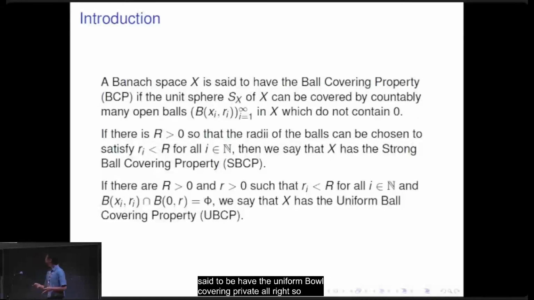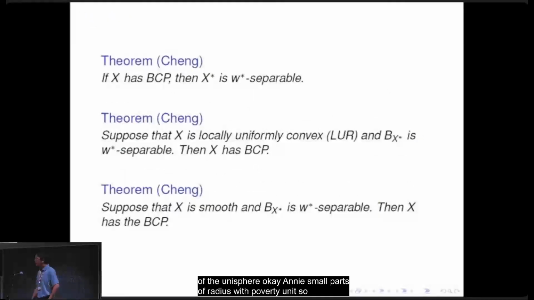Of course it follows easily from the definition that every separable Banach space has all these properties. You just choose a dense subset of the unit sphere. Balls of any small positive radius centered at those points would cover the unit sphere.